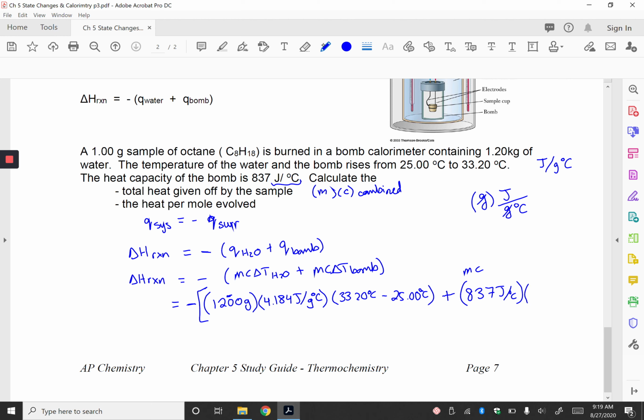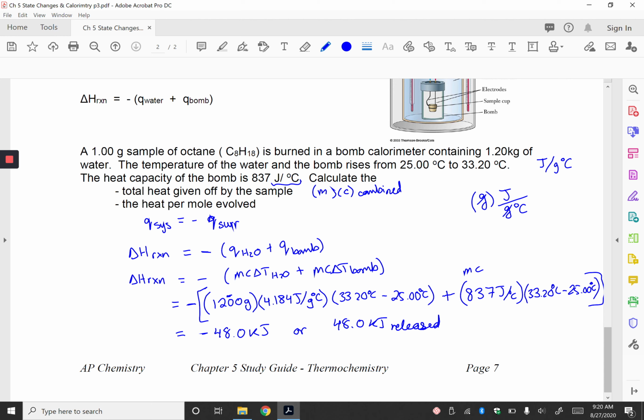Delta T is the same, 33.20 minus 25.0. And then we calculate that. So that ends up being negative 48.0 kilojoules, or 48.0 kilojoules released.